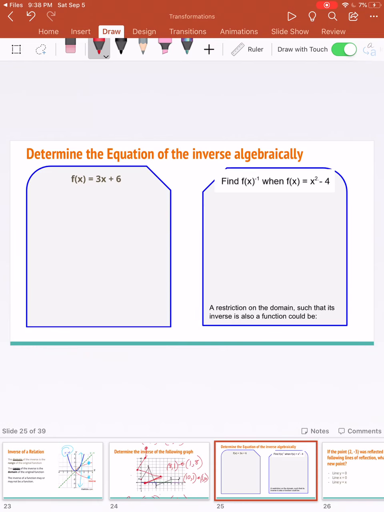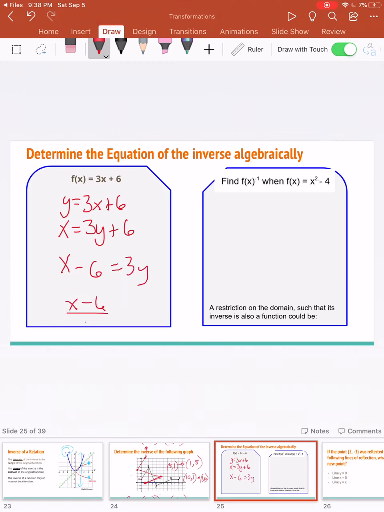Determine the equation of the inverse algebraically. All you're going to do to determine the inverse is remember that the x and the y just flip. So in your equation, if this is my original equation, all I'm going to do is replace the y with the x and replace the x with the y. And then from there, I'll just rearrange the equation to isolate that y variable.